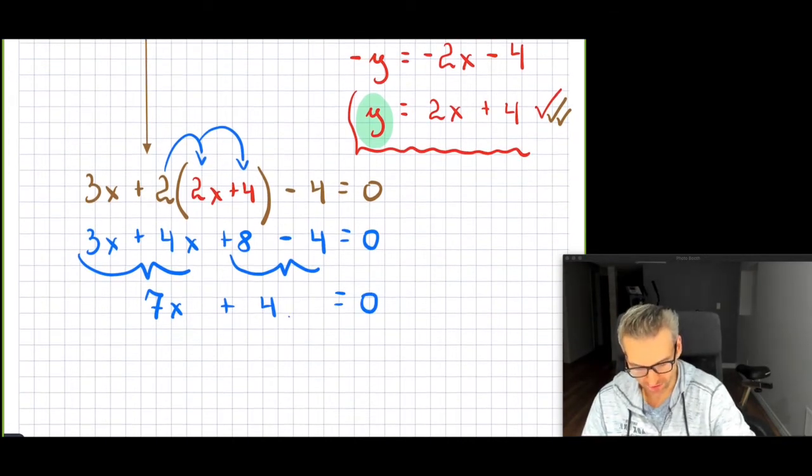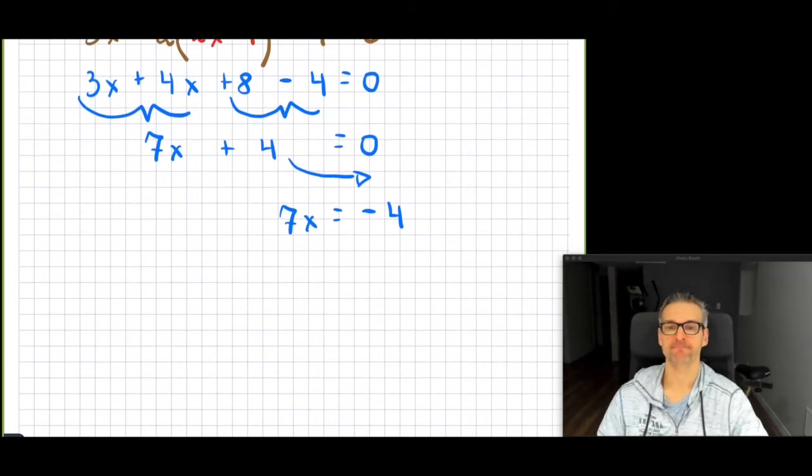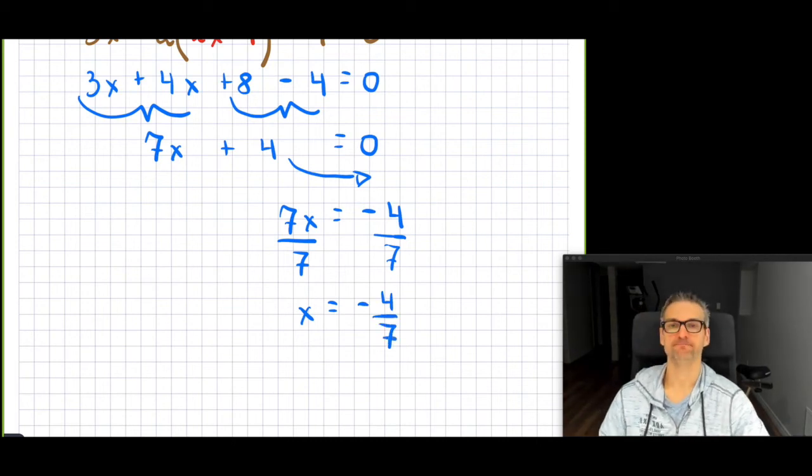Now bringing the 4 over to the other side, because I am solving for x, this is going to be -4. So we have that. And now dividing both sides by 7, that will cancel the 7 out, and we get x equals -4/7. So this is what we have, and that's my x value.